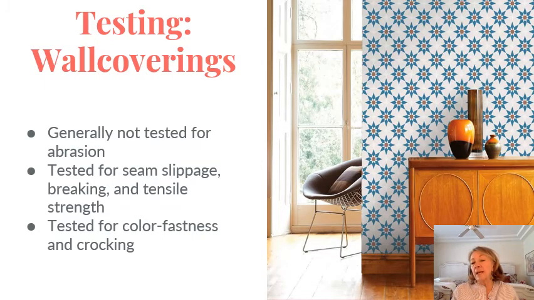All right, there are tests that need to be done for wall coverings as well. Wall coverings are generally not tested for abrasion, because we assume that our furniture is not going to be rubbing against that wallpaper covered wall. But they're tested for seam slippage, breakage, tensile strength, and for color fastness and crocking. You don't want there to be any dye transfer or fading due to the sunlight coming in on it.